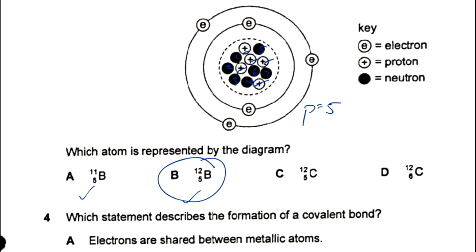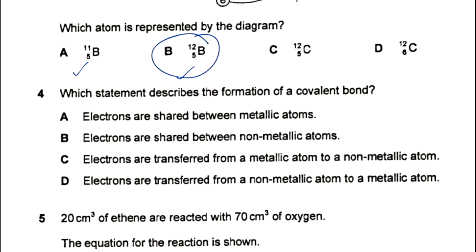Okay. Next, which statement describes the formation of covalent bond? Covalent is sharing, right? And it's non-metal, so it's B. Covalent bond is non-metal. Remember, ionic bond is metal and non-metal. So covalent bond is just non-metal.